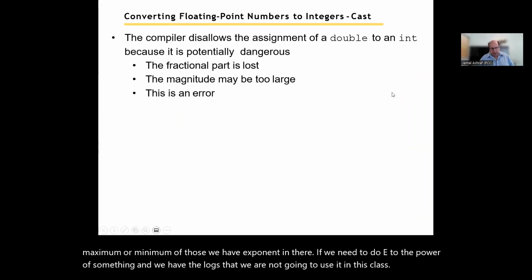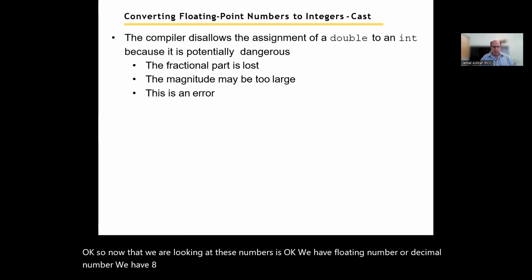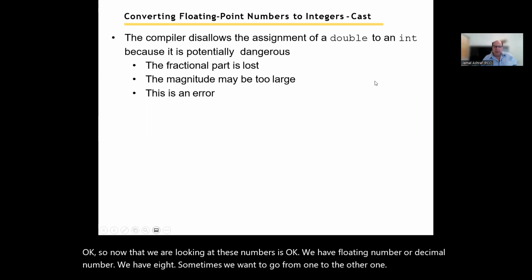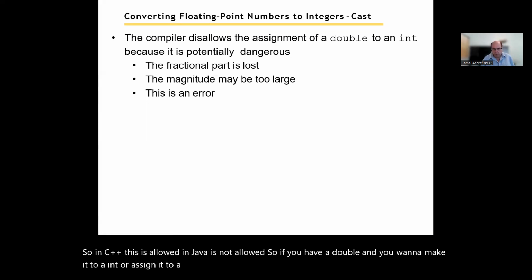Okay, so now that we are looking at these numbers, we have floating number or decimal number, and we have int. Sometimes we want to go from one to the other one. In C++, this is allowed. In Java, it is not allowed. So if you have a double and you want to assign it to an int, Java doesn't let you do it. So we have to do some kind of a typecast.